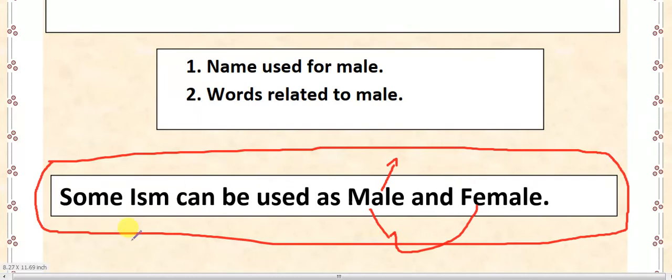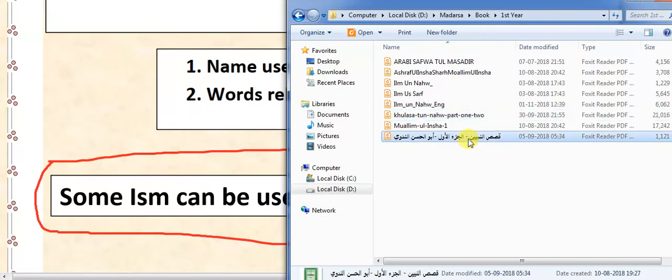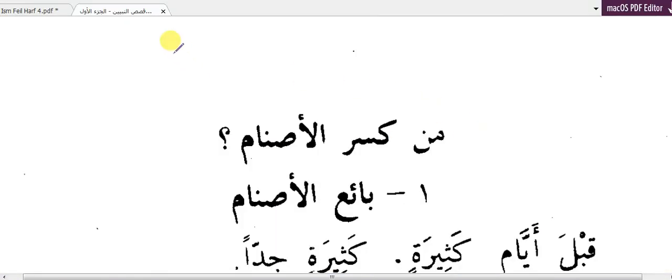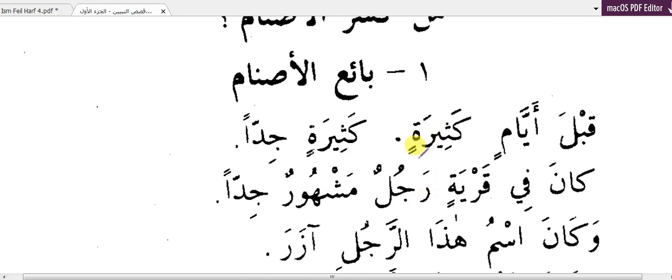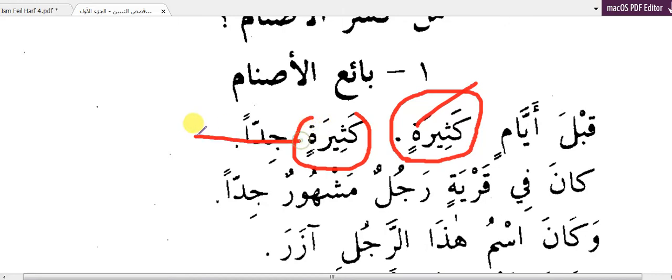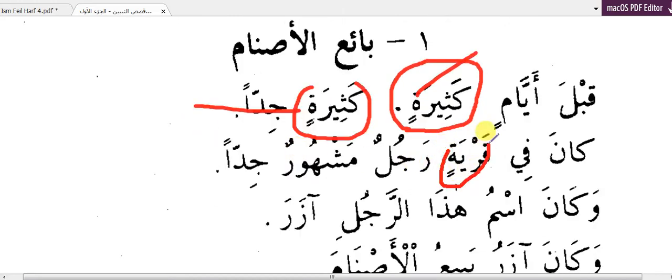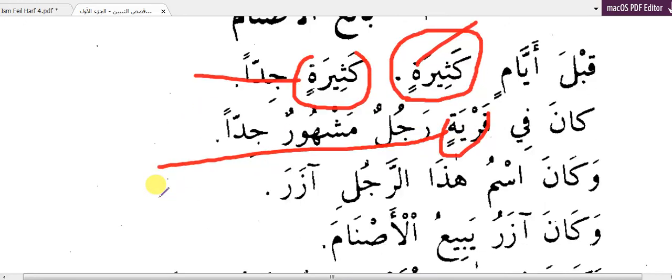Now let me show you some Arabic books where you have to find out muzakkar and muannas on the basis of what we have learnt in this video. So here kasiratin is muannas. Why is kasiratin muannas? Because it has ta marbuta at its end. Here kariyatin is muannas. Why? Because it has ta marbuta.